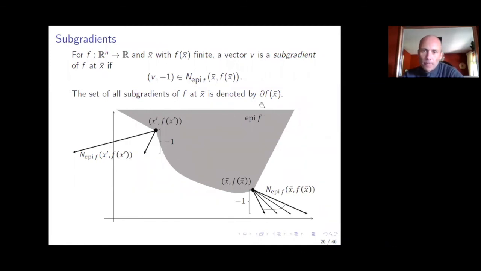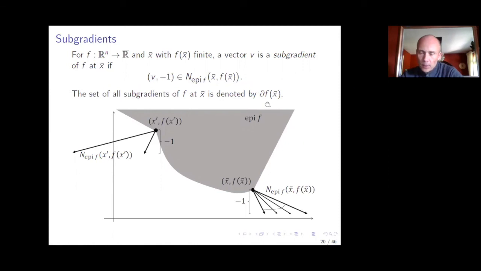Okay, if I take the collection of all subgradients, I'm going to use this curly notation, which goes back to Terry Rockafellar, who introduced this notation in his dissertation in the early 1960s.